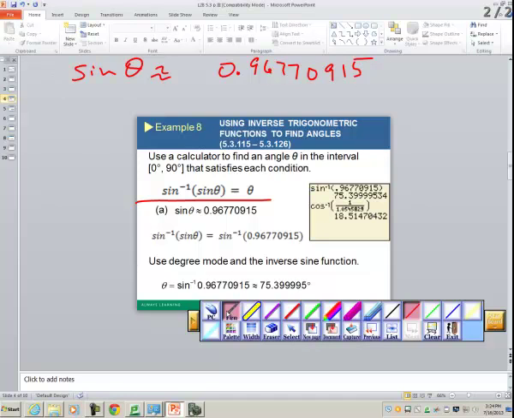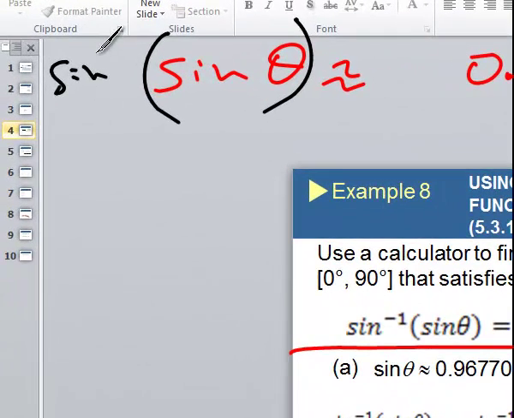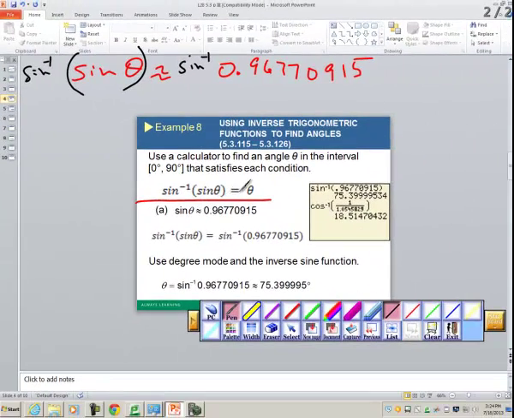Okay, so what we're saying here is we apply inverse sine to both sides. Some books call it arc sine. When you apply the inverse and the sine, it's like they cancel each other out. They're inverses of each other. So now all you get is theta is approximately equal to inverse sine of 0.9677, and so on. So let's see what that looks like on the calculator.